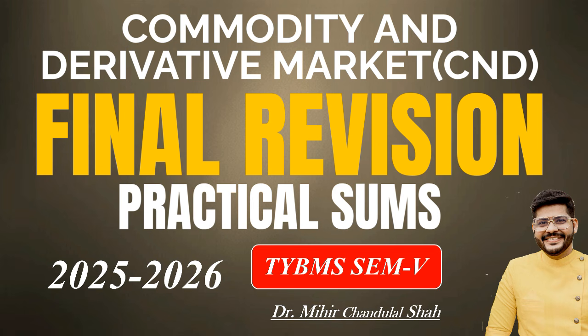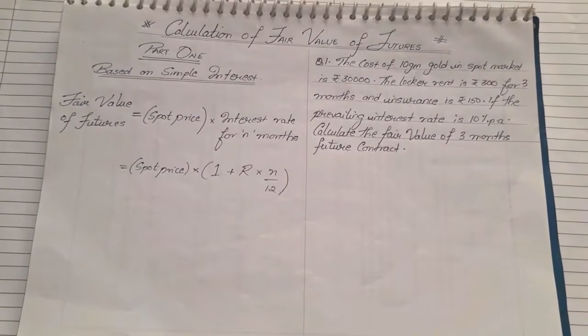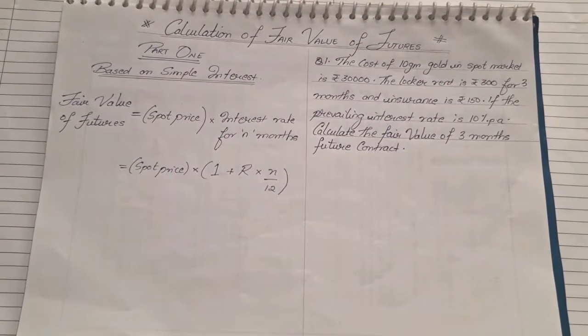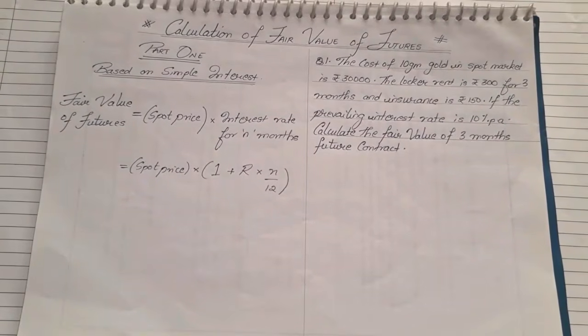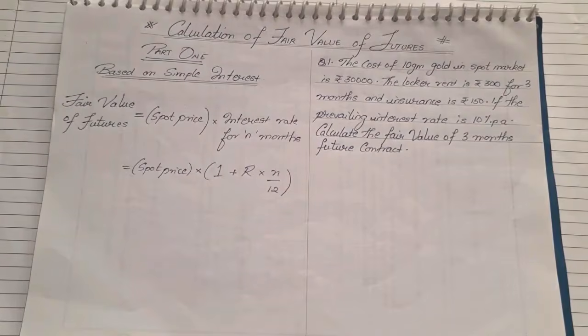Okay, so chalo. The very first type of sum is based on fair value of futures. Let us see what formulas you need to apply and how you need to solve the sum based on fair value of futures. Now remember, you are expected 2 questions from this particular topic, so around 15 marks this topic carries.